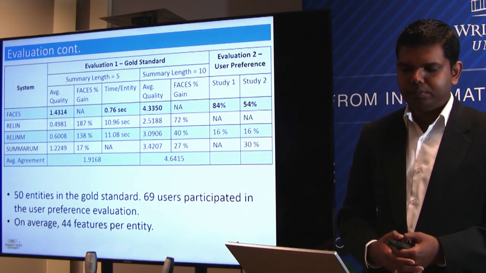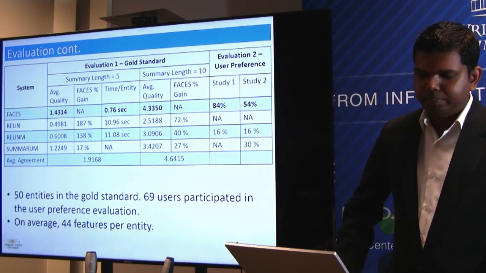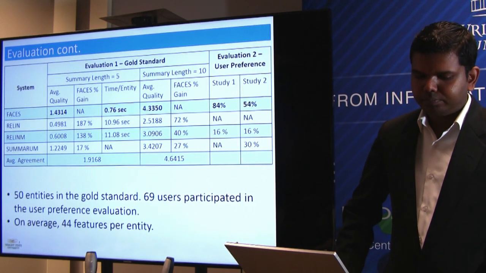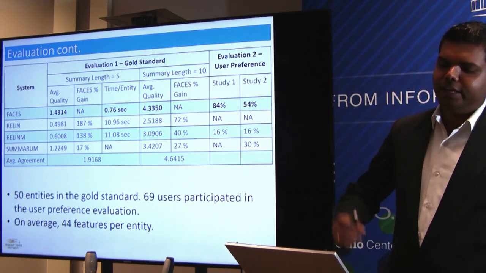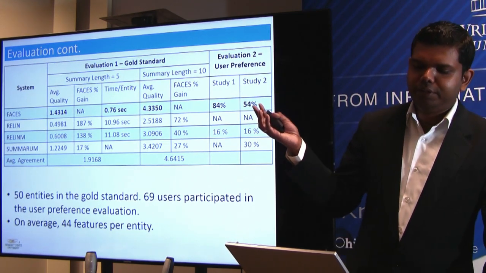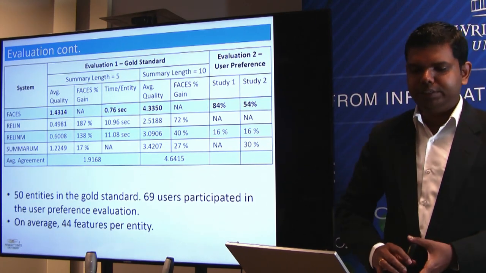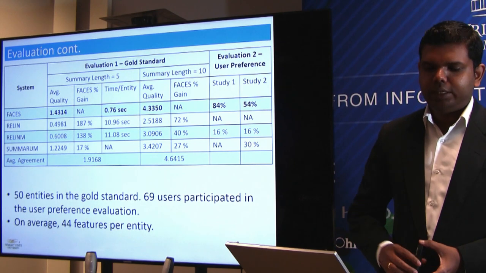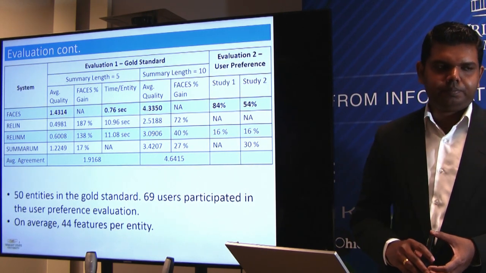In that case, the input attributes to both groups, humans and machine, were the same. Yes, because otherwise the eventual summaries would be completely different. They are the same because we take the features from the knowledge graph, DBpedia. We input the same thing for the humans and the machine, and for all three systems the set of features was the same.